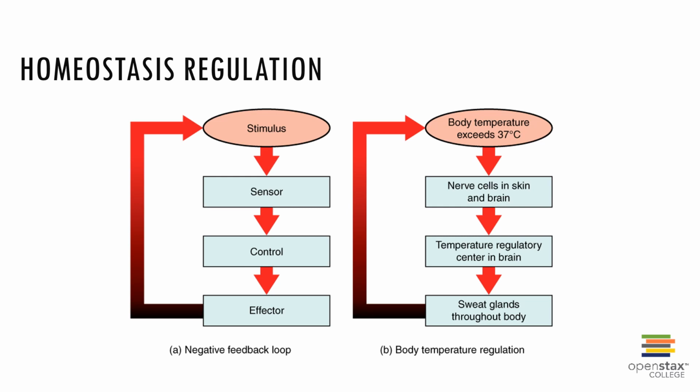This is an example of a negative feedback loop, which provides stability and is the main way the body maintains homeostasis. So an example of that is provided here. Body temperature exceeds 37 degrees Celsius. Your nerve cells in your skin and your brain sense this. That information is sent to your temperature regulatory center in your brain, which sends out signals to your sweat glands throughout the body to perspire, which cools the body as the sweat evaporates.